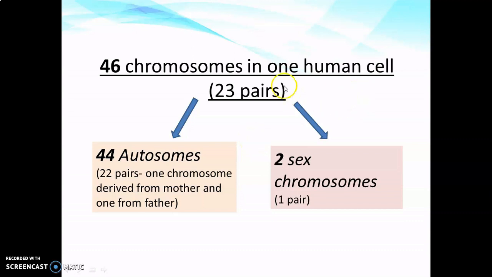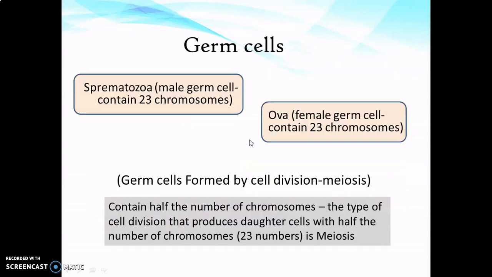As you all know, one human cell contains 46 chromosomes, out of which 44 are autosomes and 2 are sex chromosomes. And of these 44 autosomes, or 22 pairs of autosomes, one chromosome is derived from the mother and the other from the father. So let me tell you what are gametes or germ cells.